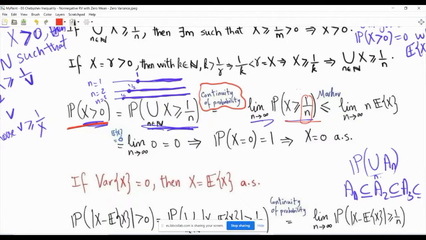So what, by Markov, is this thing? The probability that a non-negative random variable is greater than or equal to something is less than or equal to the expectation, the first moment of the random variable, divided by this thing, which is 1 over n. So this will give you that the probability that x is greater than 0 is less than or equal to the limit as n goes to infinity of n times the expected value of x.